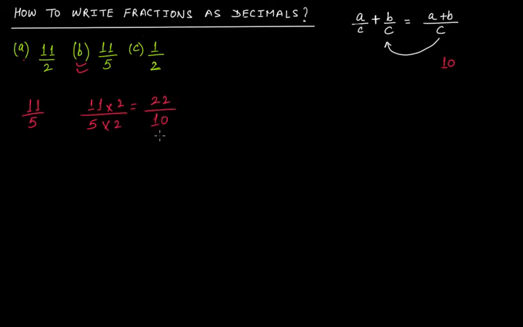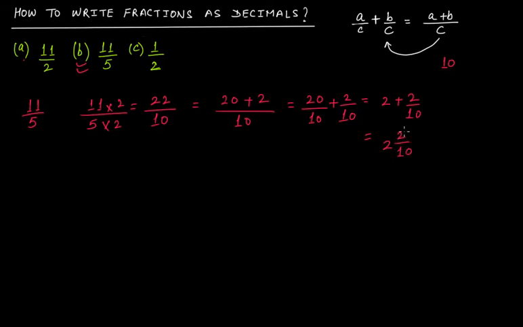Now this is 22 over 10. This is an equivalent fraction of 11 over 5 having denominator as 10. Now we can very simply write this as decimals. How? This can be written as 20 plus 2 over 10. This will be 20 over 10 plus 2 over 10. 20 over 10 will become 2, plus 2 over 10. This can be written as a mixed fraction, that is 2 whole number and 2 over 10.